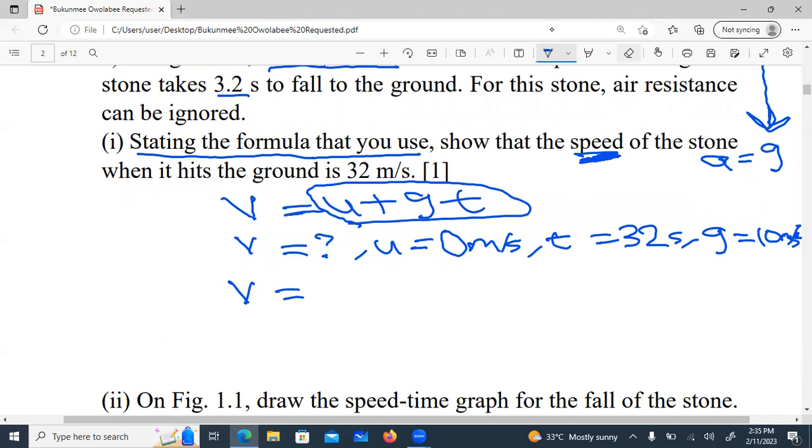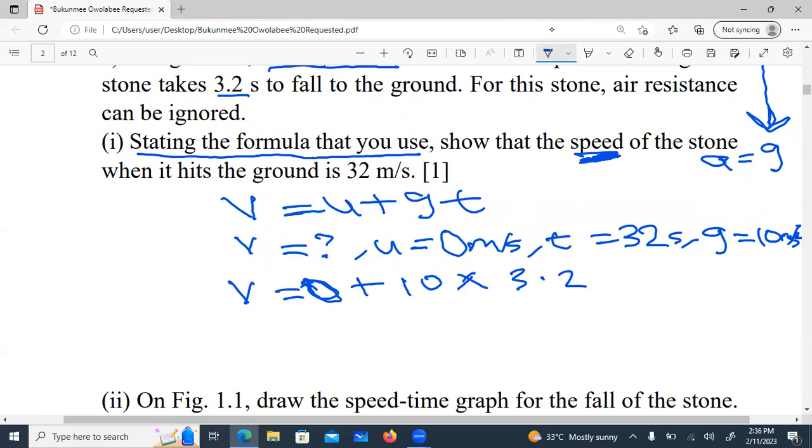Our G is 10, and our time T is what? Our time T is 3.2 seconds. Now let's substitute those values into the equation. V equals 0, which is our U, plus G, which is 10, multiplied by T, which is 3.2. This simply means V equals 0 plus 10 multiplied by 3.2, you get 32. And that automatically means V is 32 meters per second.